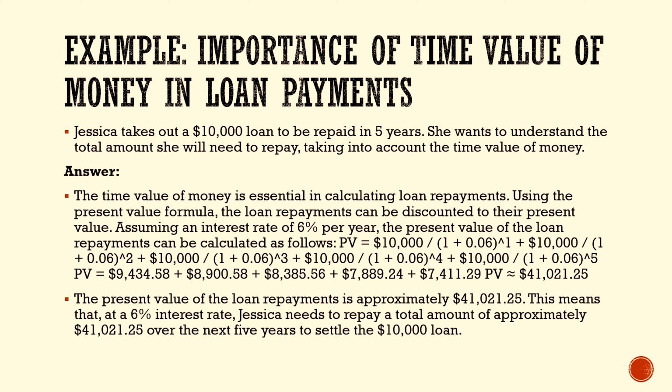When we sum up all payments together, we get the present value of the loan of $41,021.25. Therefore, by using this method, Jessica can easily calculate back how much loan she has to pay in 5 years.